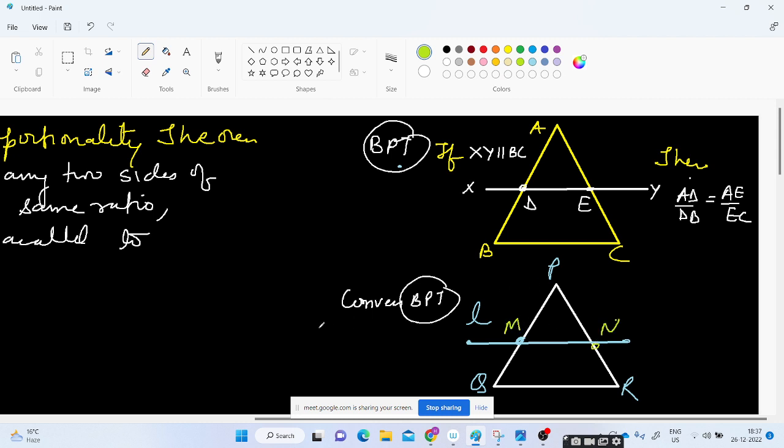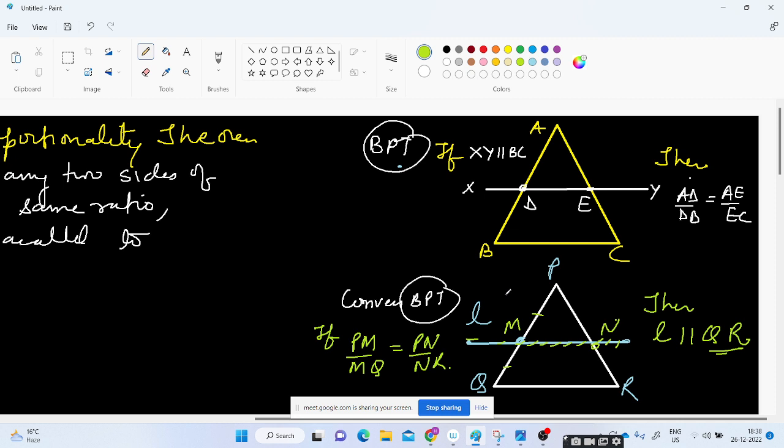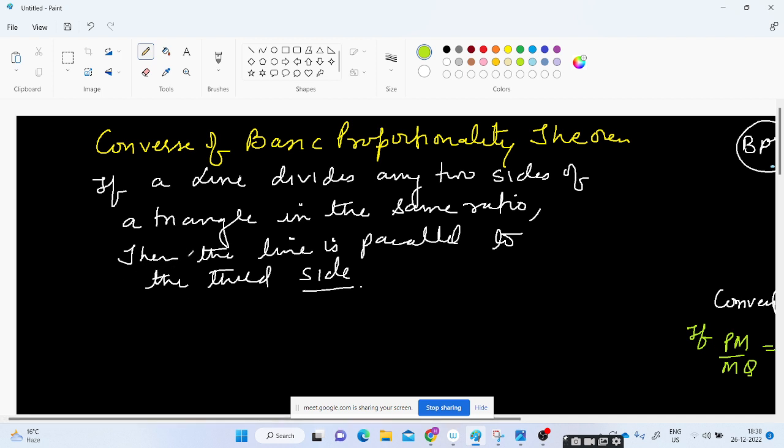So what is given here? If PM upon MQ and PN upon NR, if the ratios are coming same, then line L is parallel to QR. So this is the understanding of converse of BPT. BPT में parallel line is given, then ratios are coming equal. In converse, ratios are first given to you, and what is coming, line is parallel to the third side. तो ये basic difference है और यही हमें समझना है, ठीक है.